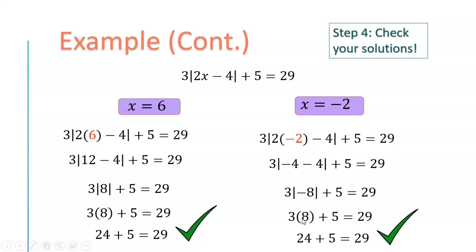So both of my solutions are true. Therefore, the solution to this absolute value equation is x equals 6 and x equals negative 2.